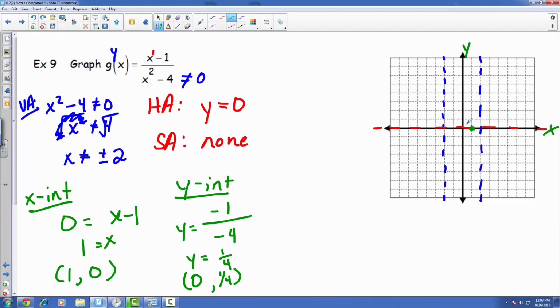And that's our x-intercept. Our y-intercept happens to be a little bit above. I'm going to show it just closer to a half so you can see that it's just a little bit above that horizontal asymptote. Now you might be thinking to yourself, well, wait a second. We have a horizontal asymptote. It's clearly this x-intercept is on that horizontal asymptote.